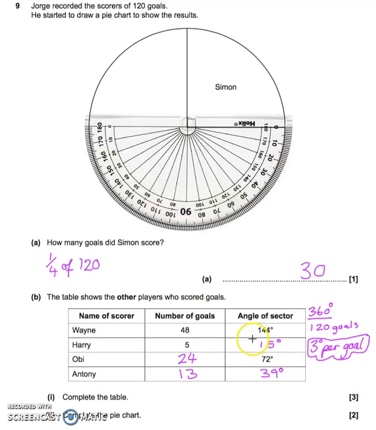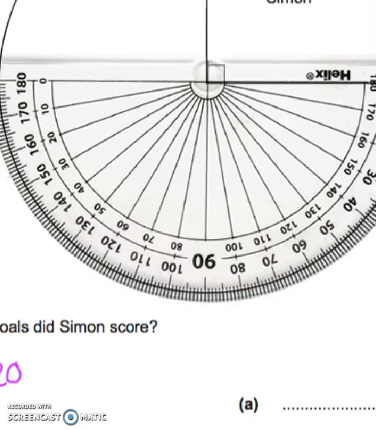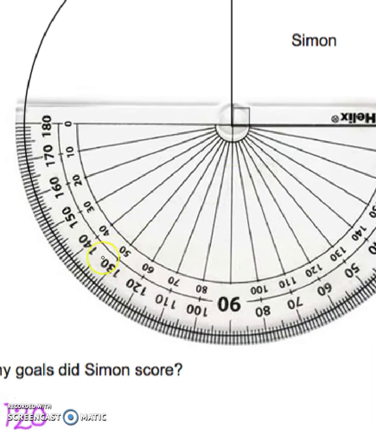So I need to measure 144 to mark Wayne's goal. So I'm going to go all the way around here. 144 is 1, 2, we can zoom in if we need to, which we probably do. So we've got 144, 1, 2, 3, 4. I'm going to mark there. Okay, and then I'm going to draw with a pencil and a ruler from that point all the way back to the center of the circle.